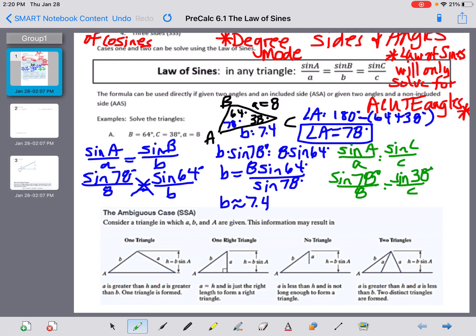So once again, I do the cross multiply. I get C times the sine of 78 equals 8 times the sine of 38. And I divide. So C is going to be 8 times the sine of 38 divided by the sine of 78. Again, be careful on your calculator. See if I can get it the first time out this time. Got about 5.0 maybe.